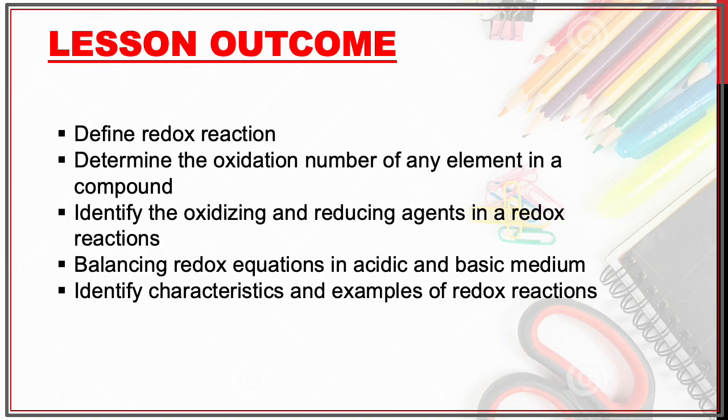Okay, this is the lesson outcome, or the subtopics in this chapter. First, define redox reaction. You need to know the definition of this redox reaction. Second, determine the oxidation number of any element in a compound. So this is the calculation of the oxidation number of the element in the compound. Third, identify the oxidizing and reducing agent in a redox reaction. So in the redox reaction, you can determine which substance is the oxidizing agent and which substance is the reducing agent.